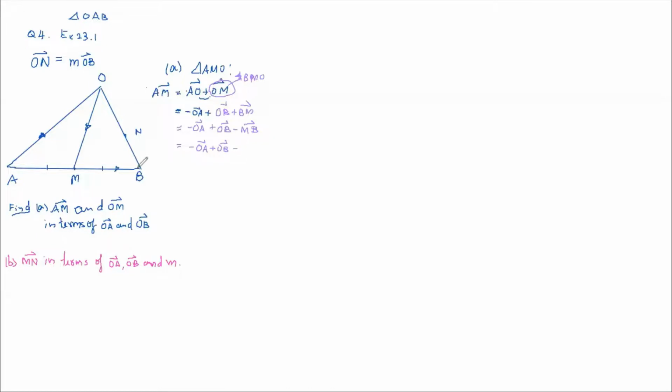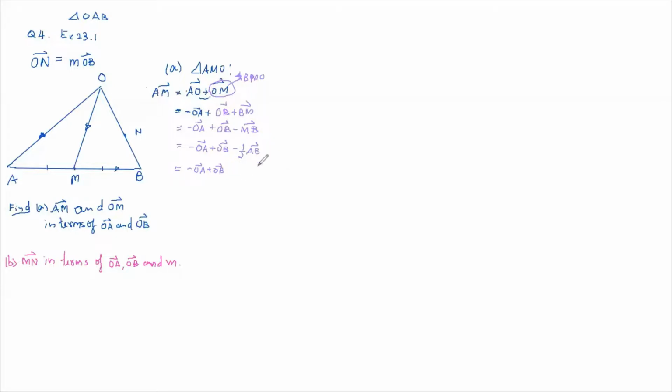MB, you see MB because we know M is the midpoint of AB. So MB is a half of AB, correct? MB is a half of vector AB. Okay, so keep this one. Nothing changed for the first two terms.